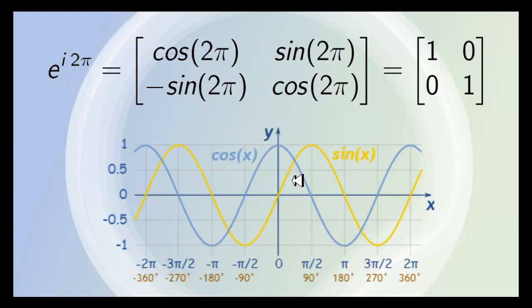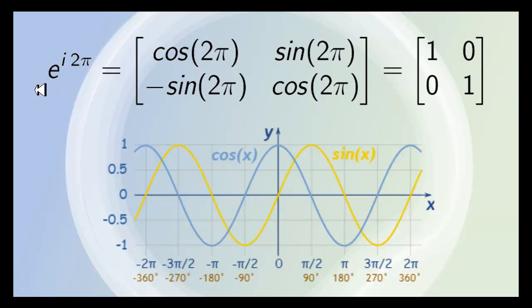And you can see that the sine of 2 pi is 0, and minus sine of 2 pi is 0. And so you end up with the 2 by 2 matrix here. So e to the I times 2 pi is equal to the identity matrix, in 2 by 2 matrix formalism.